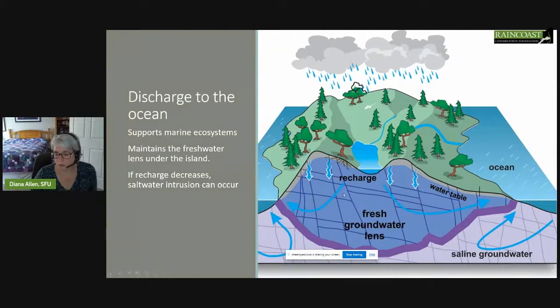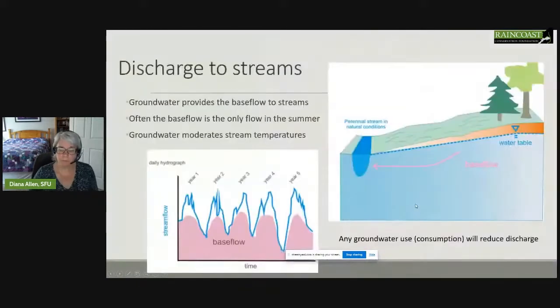There's a zone between the fresh water and the salt water that lies at depth underneath the island. So on an island, a good proportion of the groundwater that's discharging ends up out in the ocean. And this fresh water supports the marine ecosystems and maintains this freshwater lens under the island. If our recharge is decreasing and we reduce the amount of fresh water coming in, we will ultimately see this freshwater lens shrinking in size, and this interface between the freshwater and the saltwater moving inland.